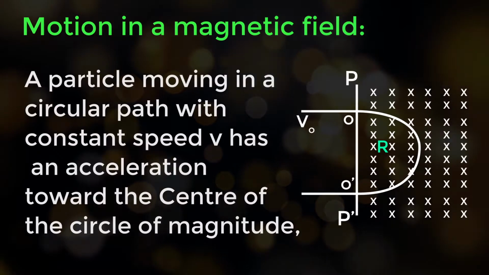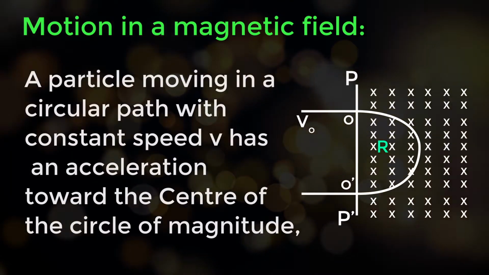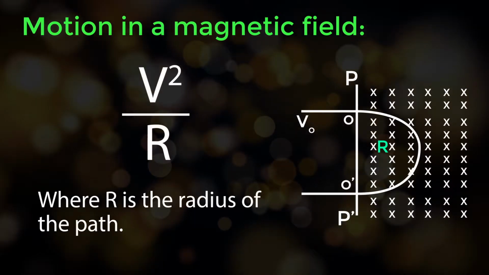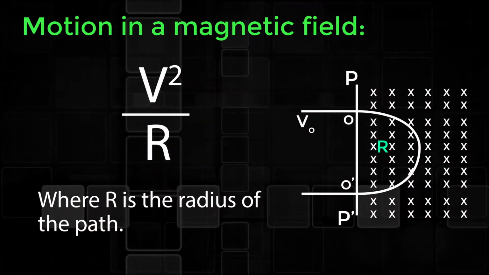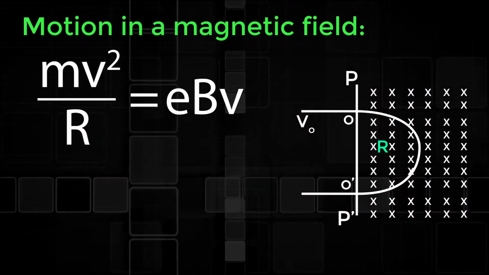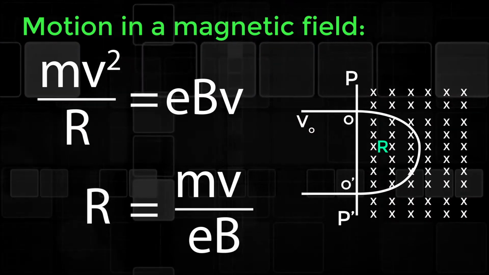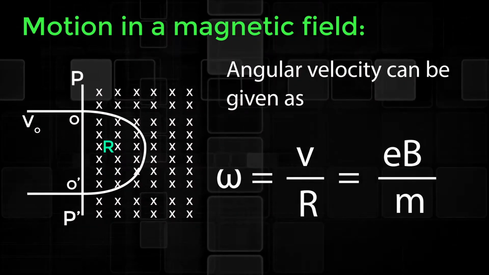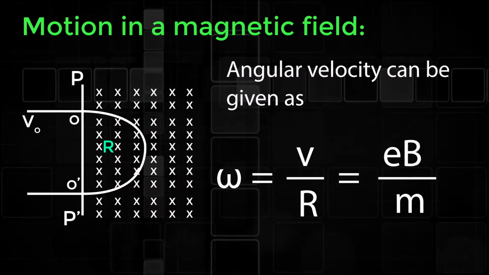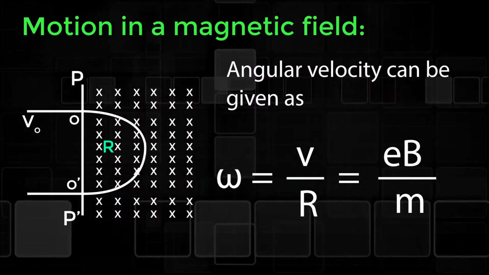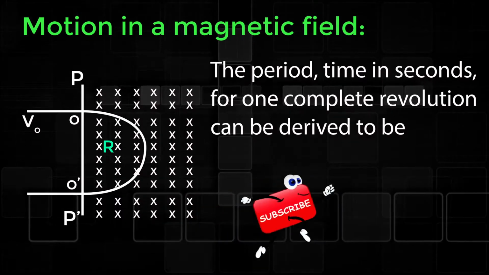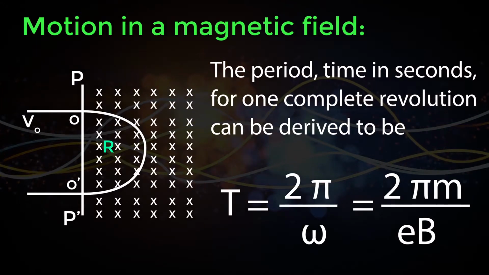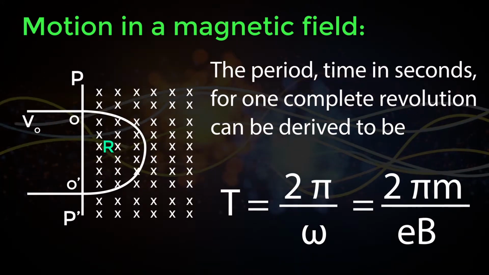A particle moving in a circular path with constant speed v has an acceleration toward the center of the circle of magnitude v²/r, where r is the radius of the path. Thus, mv²/r = eBv, so r = mv/eB. Angular velocity can be given as ω = v/r = eB/m. The period, the time in seconds for one complete revolution, can be derived to be T = 2π/ω = 2πm/eB.